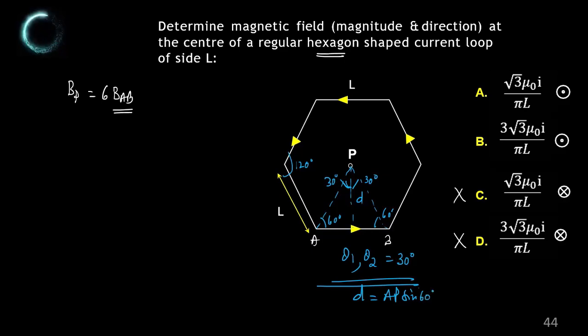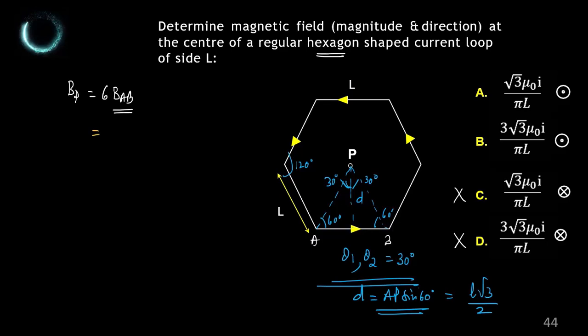What is AP? AP is the side length, because ABP is an equilateral triangle. So AP is L. So L root 3 by 2 is our D number. So once I got the value of D, now I can put it in the calculation.